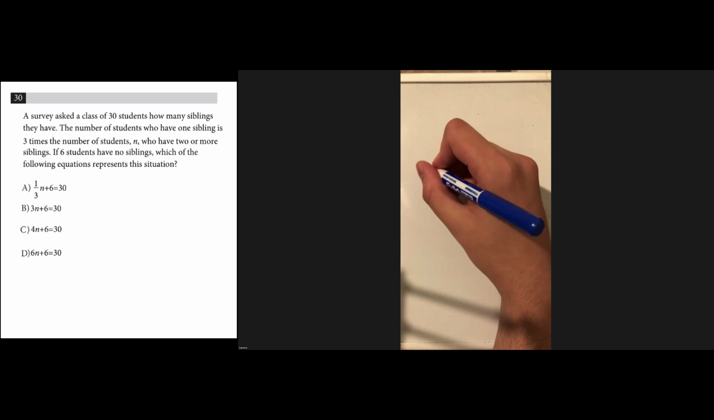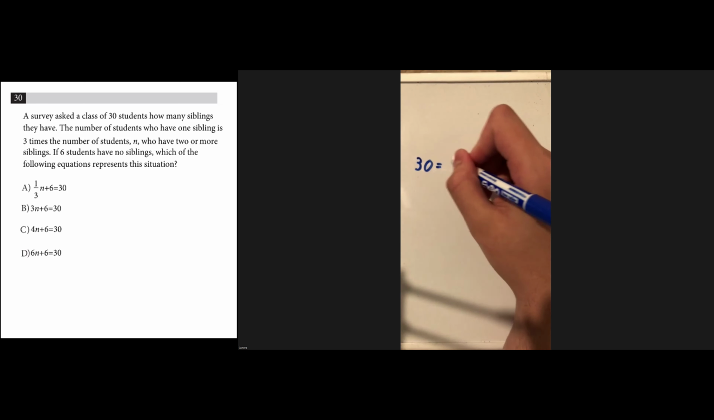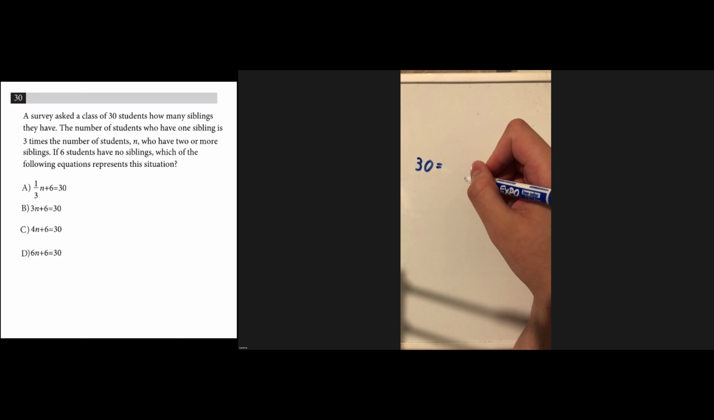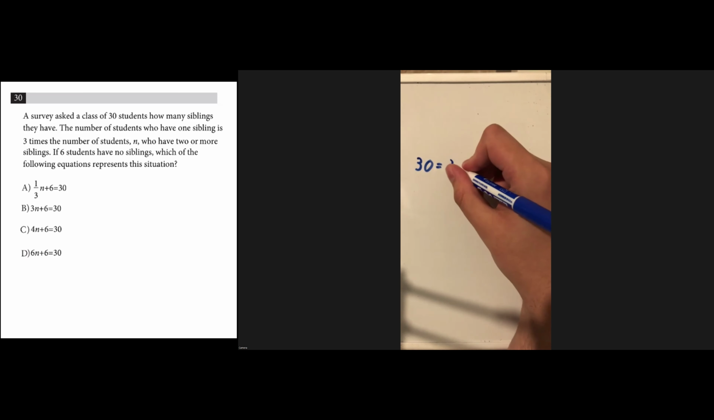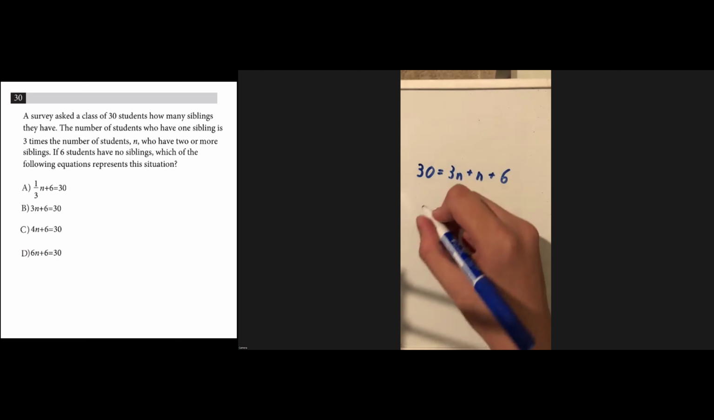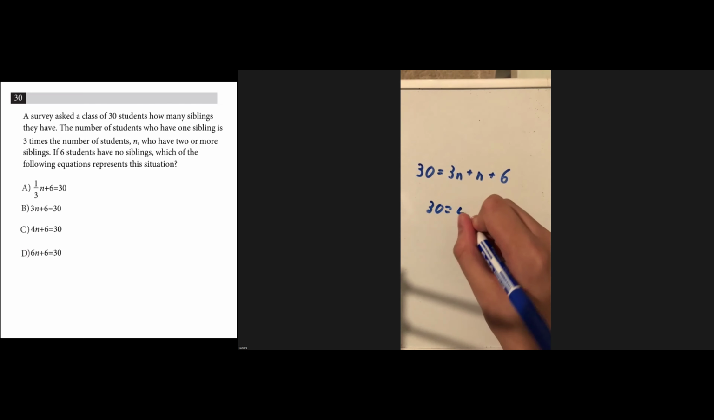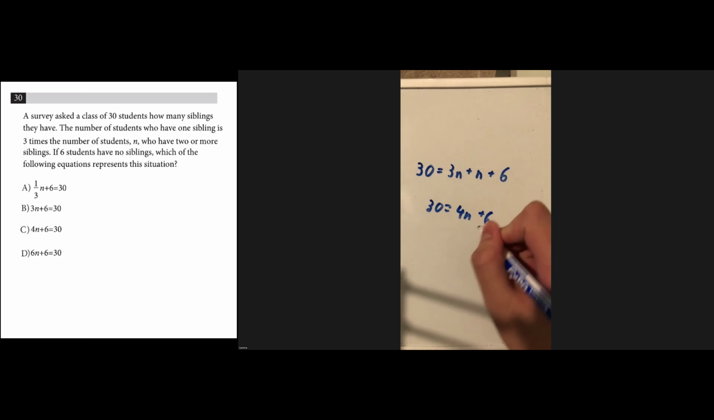Okay, so for question 30, we're told that a survey has 30 students, so 30 is the total, equals the number of students who have one sibling, which is 3 times the number of students who have 2 or more siblings. So we have 3 times n. And then we also have to include the number of people who have 2 or more siblings, so 3n plus n, plus the number of people who don't have siblings, which is 6. So we have 30 equals 3n plus n plus 6. 30 is equal to 4n plus 6, which is answer choice C.